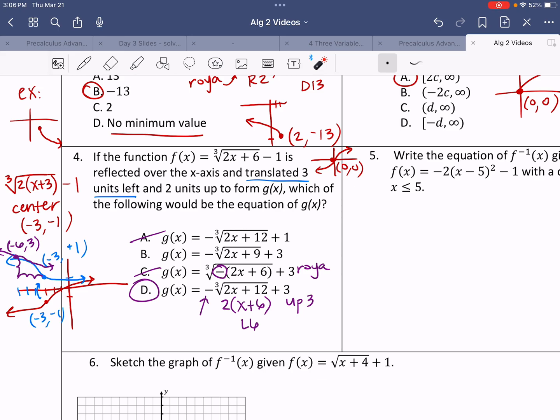Which section? Section 4 of the spiral review has some questions where you can practice this.